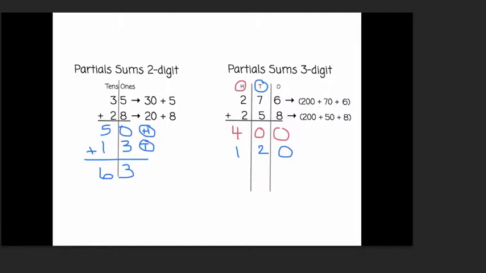So lastly, let's add up our ones place. So I have 6 plus 8 is 14. And so then I take all of my partial sums. I have all of my hundreds, all of my tens, and all of my ones, and I add them together to get a total of 534.